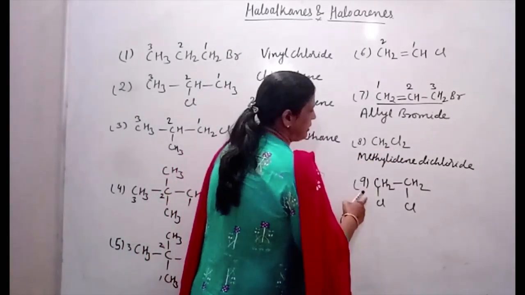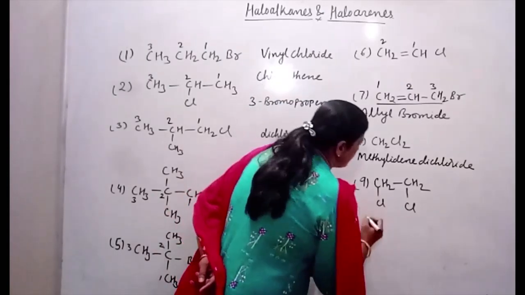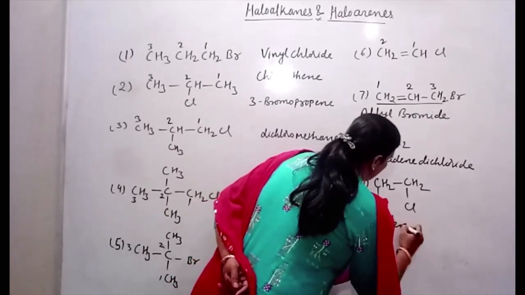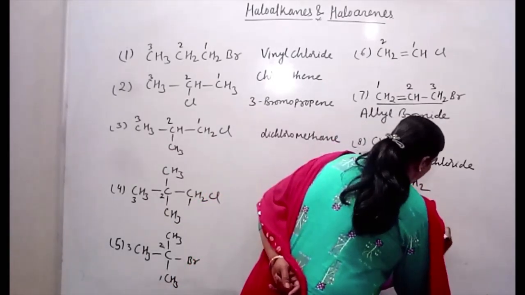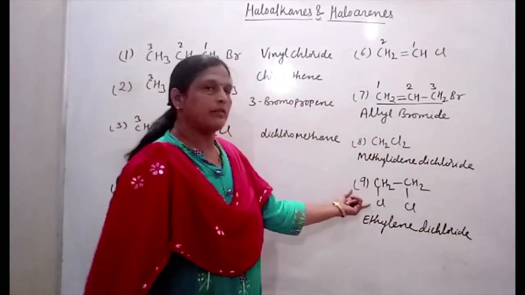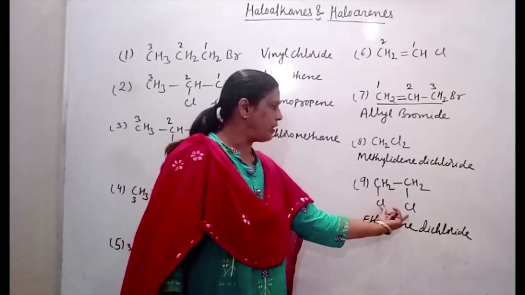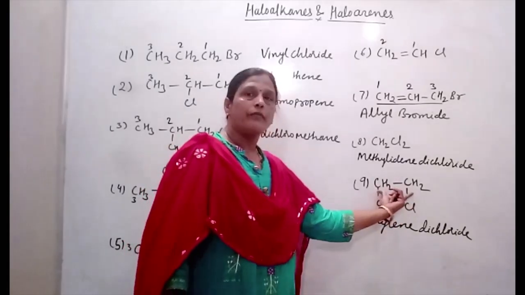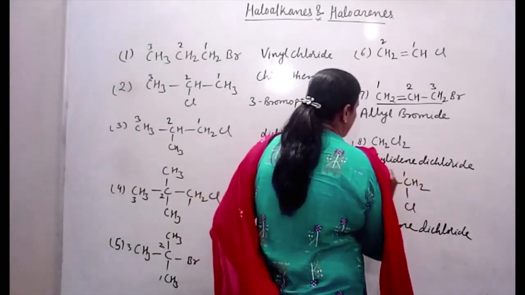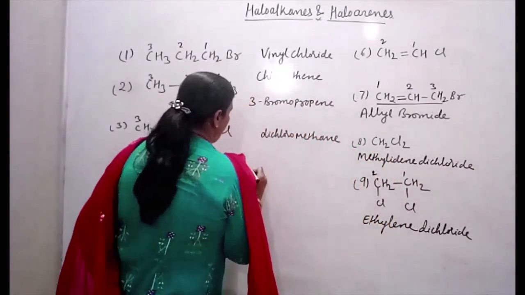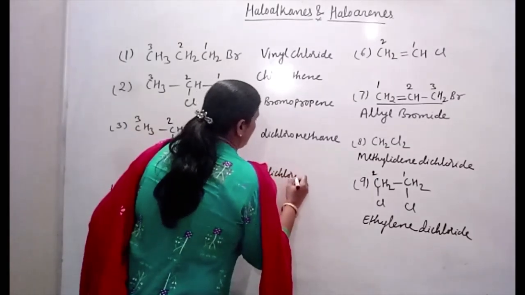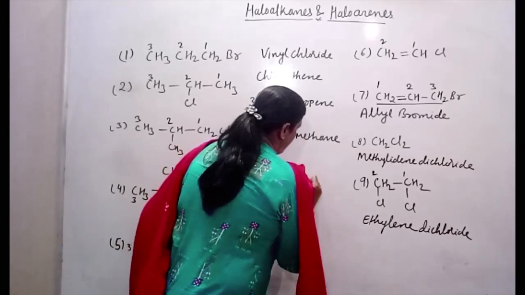Here, what is the name of this compound? This is ethylene dichloride. This is a vicinal dichloride because both halogen atoms are attached to vicinal carbon atoms, and its IUPAC name is 1,2-dichloroethane.